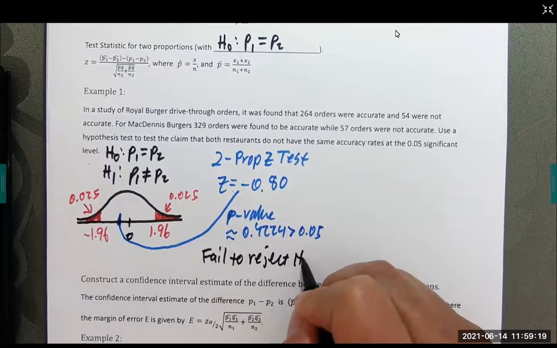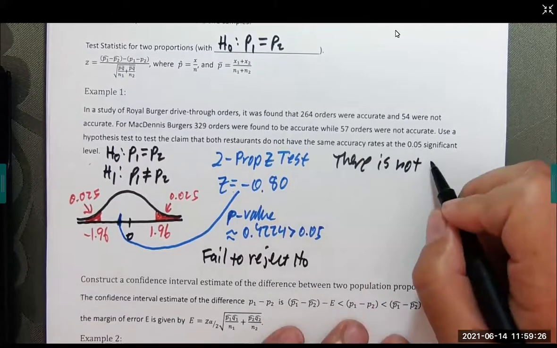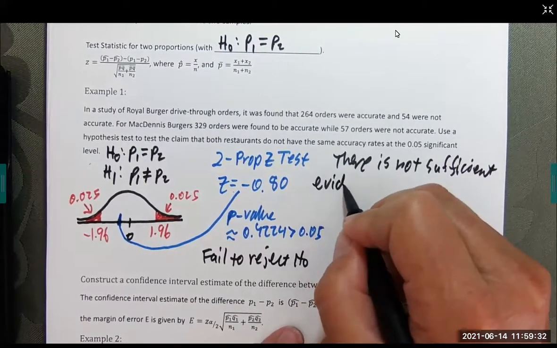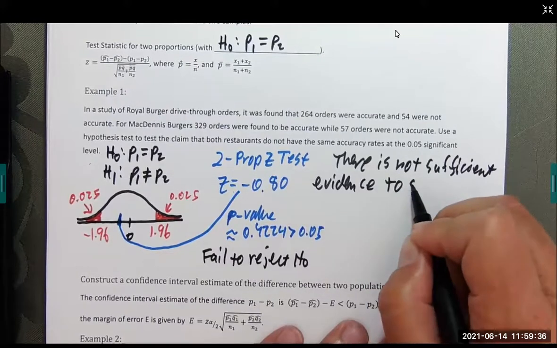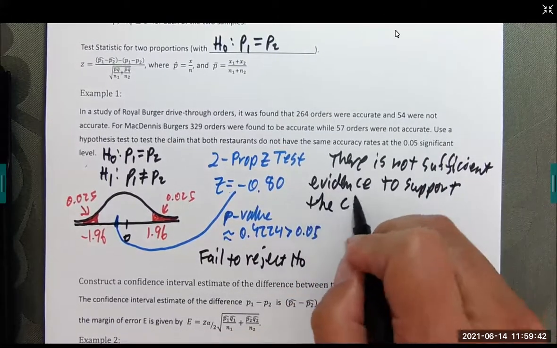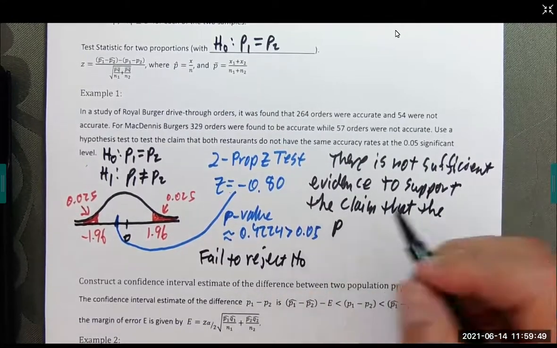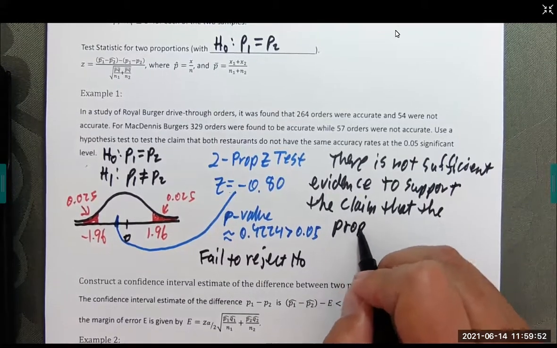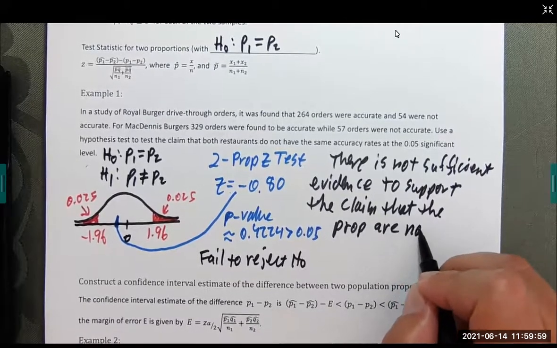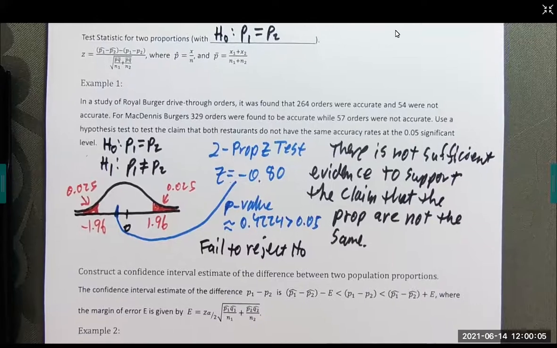The null hypothesis. So there is not sufficient evidence to support the claim that the proportions are not the same. All right, not too hard.